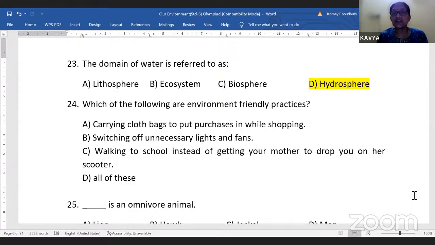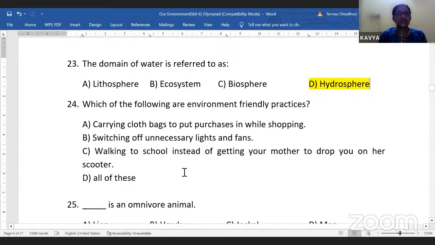Why are they greenhouse gases? Because they trap the rays of the sun inside the atmosphere. They do not allow them to go out. Since the rays of the sun cannot go out, they get reflected back into the Earth's atmosphere, and the Earth gets warmer and warmer. So that is why these gases are known as greenhouse gases, because they're creating a greenhouse effect.